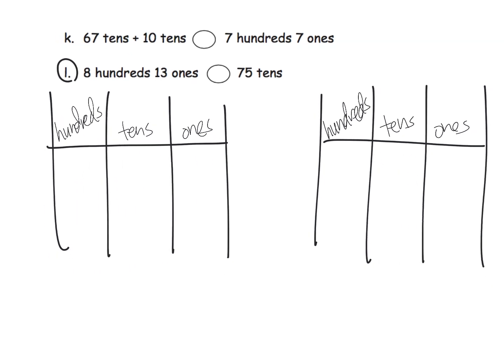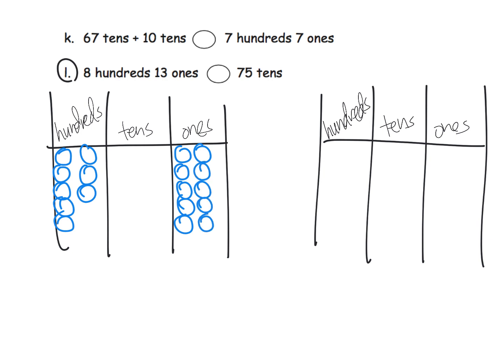So let's begin by modeling 800s, 13 ones. So I'm going to cheat a little bit. I'm just going to draw the disks. I'm not going to fill them in with either the number 100 or the number 10 or the number 1. 800s gives us 8 in the hundreds place. 13 ones gives us 13 in the ones place. There it is.